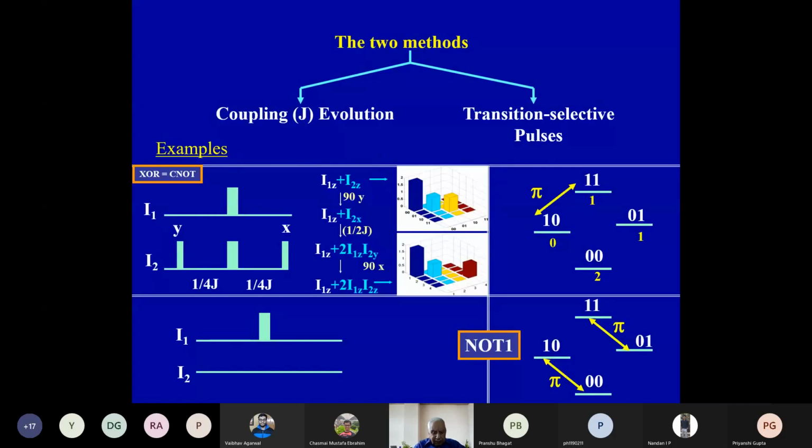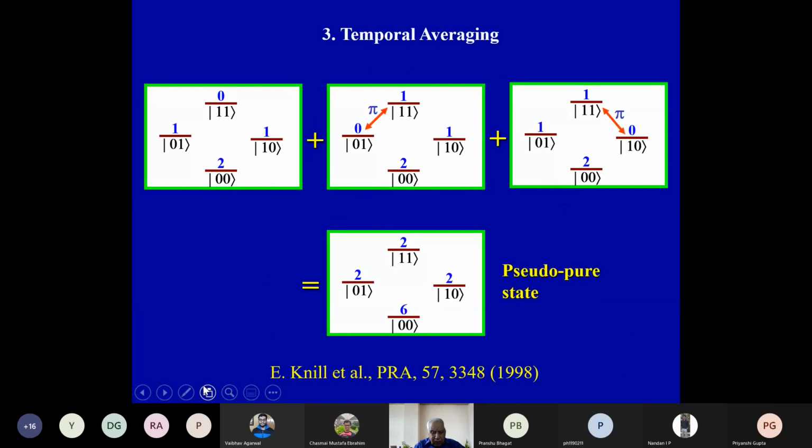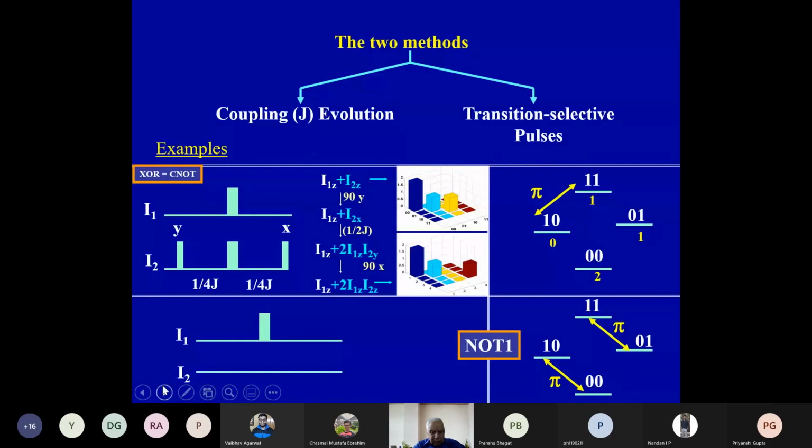Now let me show you some gates. Okay, I mean this so far was an introduction. I'm preparing you for showing how to form gates, quantum gates by NMR. There are two methods, coupling evolution and transition selective pulses. Transition selective pulses actually is our specialization.